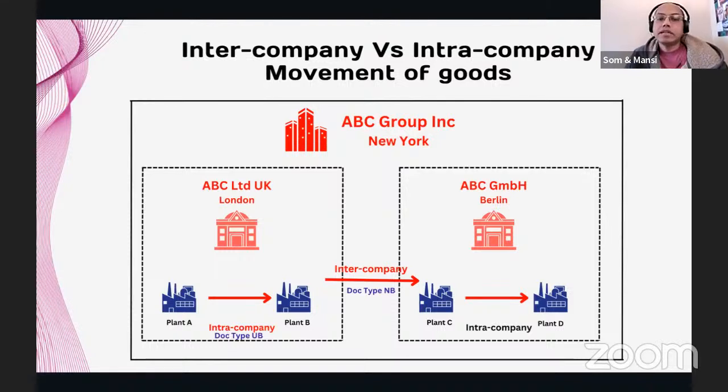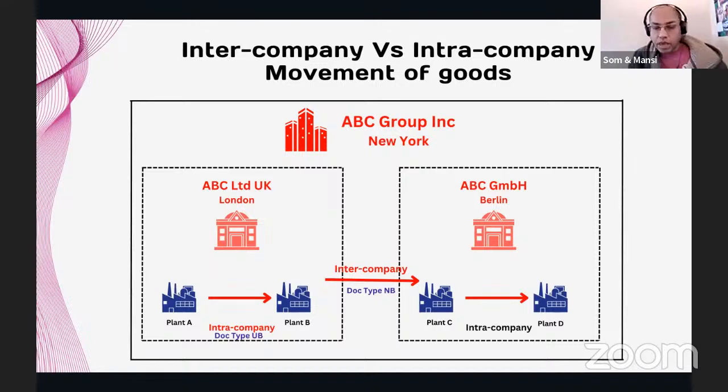So let's get into intercompany versus intracompany movement of goods. Let's clarify this. In this scenario, we are discussing one group entity, which in this case is ABC Group Incorporated. It's established in New York City, in the United States. That's a group entity. In SAP terms, this is a company. If you remember, earlier we discussed company and company codes. Company codes are the legal entity, company is the group entity. For example, Coca-Cola Corporation in Atlanta, Georgia is a group entity.